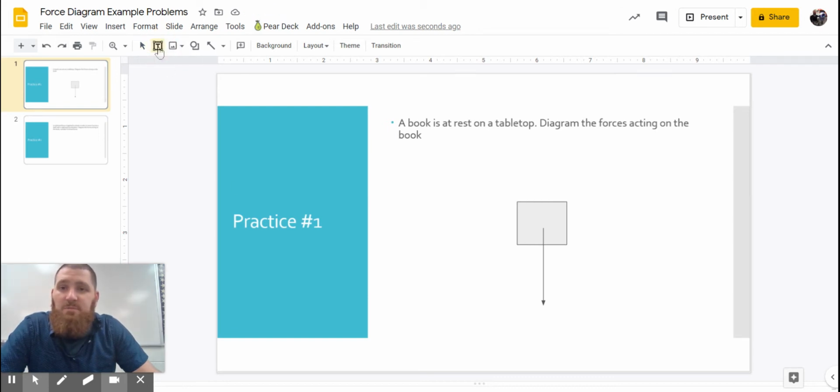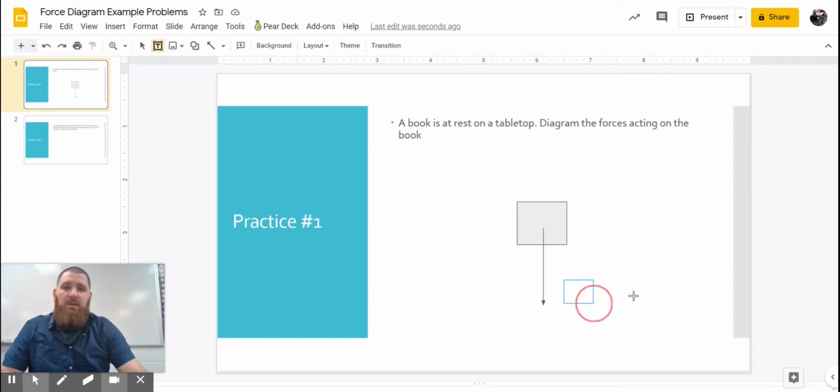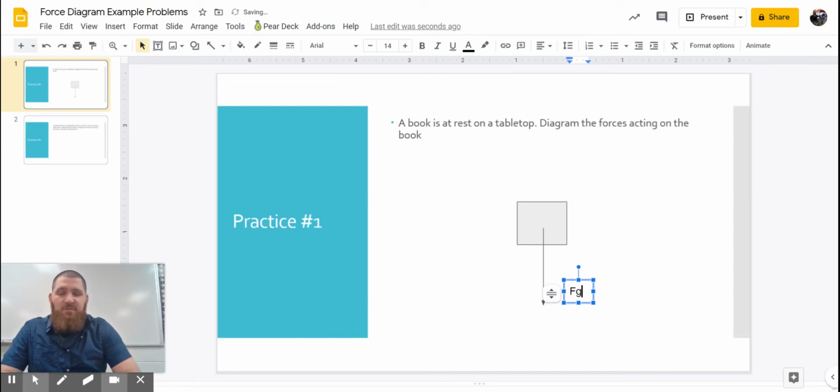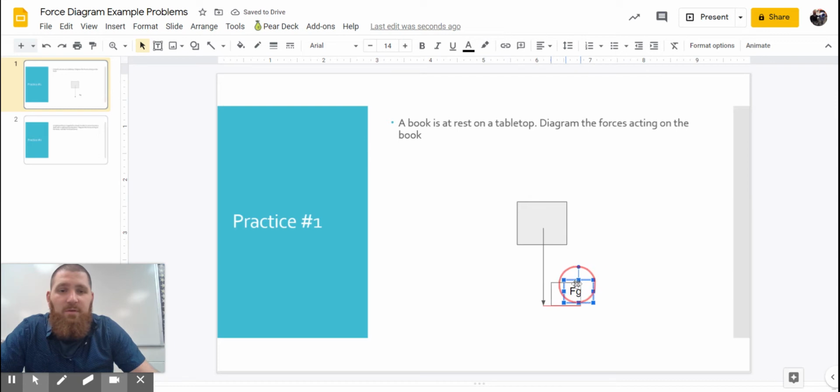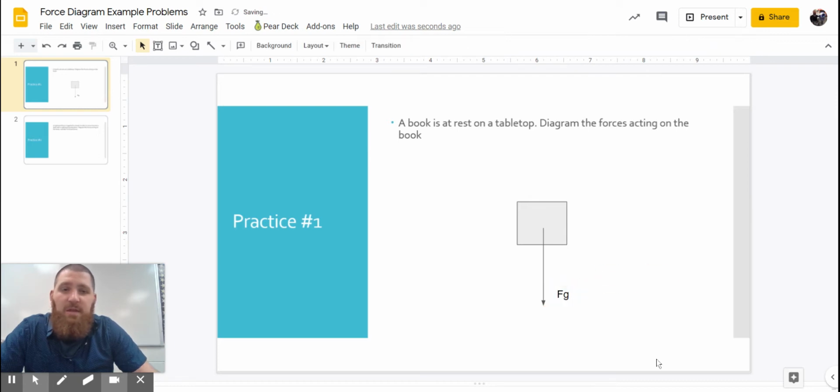Now to label it, I'm just going to click the text box button right here and put a text box. I can label that capital F, lowercase g. And that right there is our force of gravity. Put it right next to that arrow.